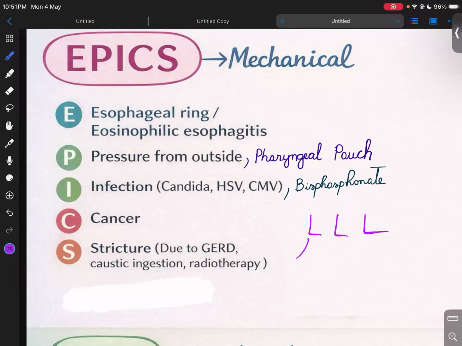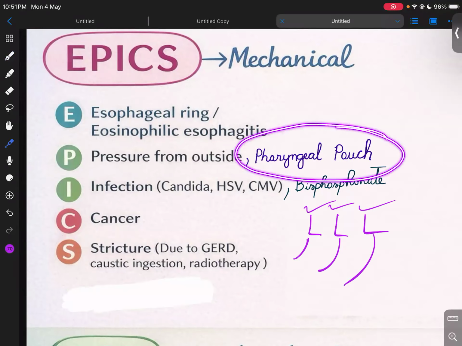That is loss of weight, loss of appetite, lumps and bumps in the body. I'm again repeating, to rule out any cancer, just remember the triple L: loss of weight, loss of appetite, lumps and bumps in the body. So we have ruled out the pressure from outside for any malignancy, the lung cancer or any lymph node enlargement.